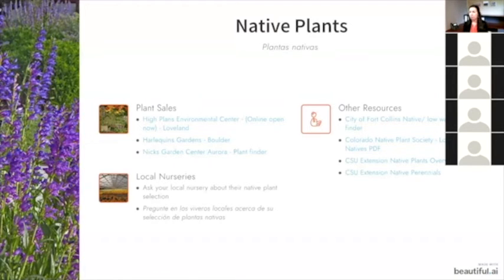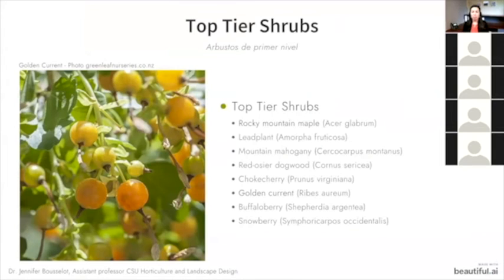Additional resources: the city of Fort Collins actually just started this really cool plant finder website. If you click on the link here, you can use a filter that says native plants. You can see pictures, where you should put native plants, and what they look like. I have found it a really helpful resource. The Colorado Native Plant Society also has examples in this PDF, and CSU Extension has several different resources as well. We have worked with Dr. Jennifer Busolo with CSU Horticulture and Landscape Design for this list.